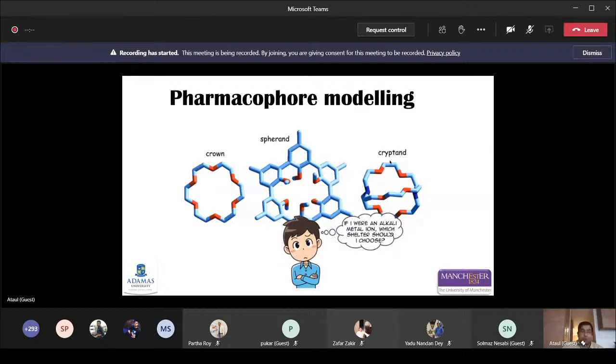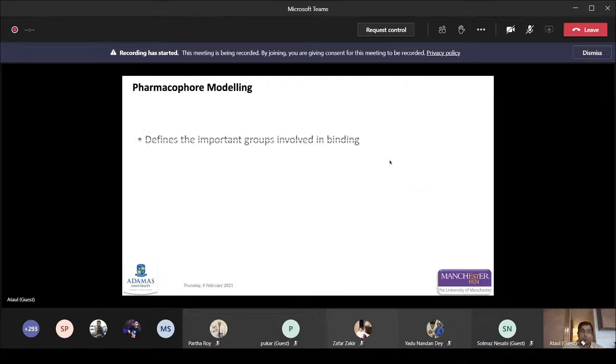So, the pharmacophore model. A pharmacophore can be defined as the important or functional groups involved in the binding at the active site. Their relative positions, their structural orientation, and how they are arranged in three-dimensional space are very important to find out for the binding analysis. For this, we need to know the active conformations. It is also important for drug designing and drug discovery.